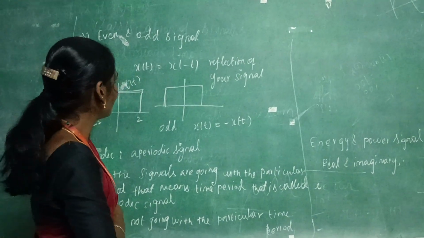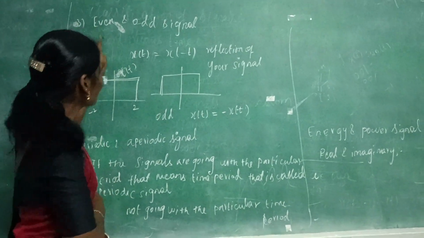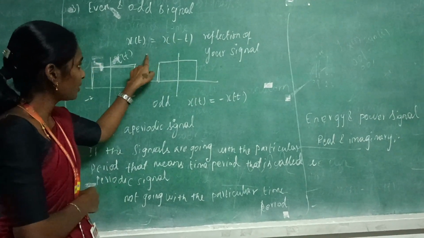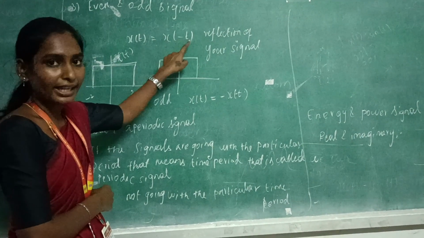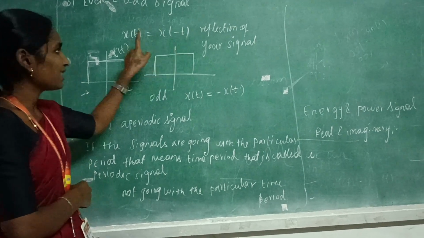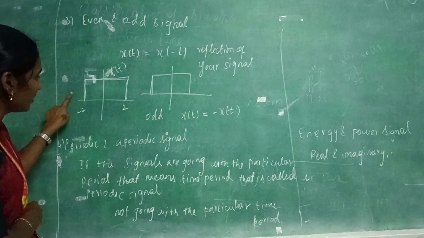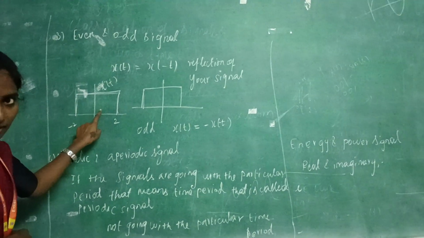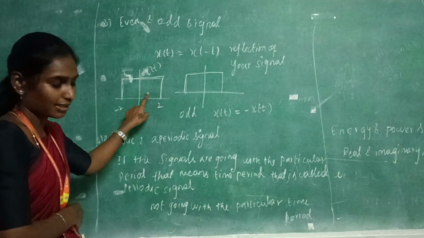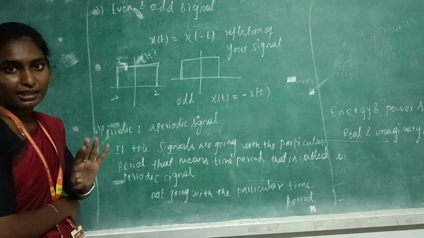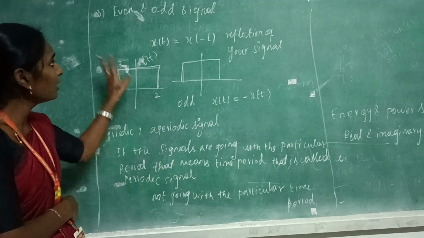Understand? So that is called the even signal. An even signal is nothing but a reflection of your signal. It has one condition: x of t equal to x of minus t. If a signal satisfies this condition, that is called an even signal. One example is here. This is your x of t signal. You can draw the reflection of your signal, and we are getting the same signal. So that means it is an even signal.